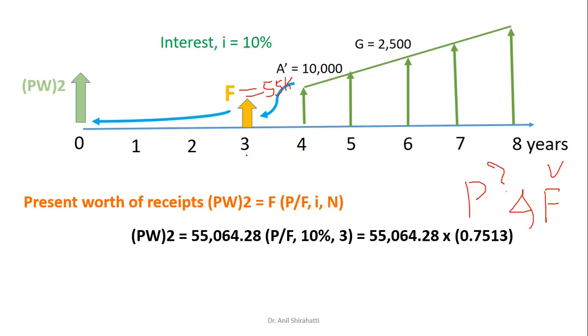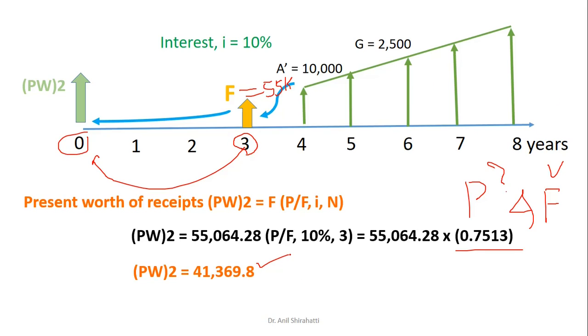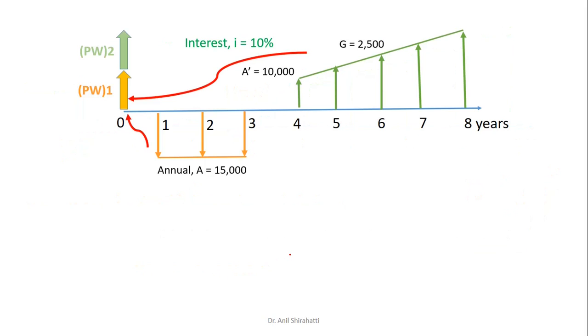Here you can see I am moving from the third year to the first year. So that's why it is 3, and if I substitute this one, I'll get a value of around 41,369. Now you can see the income is coming around 41,000, and what was the expenditure? Expenditure was this A series moved to this one. So this is the income, this is the expenditure.